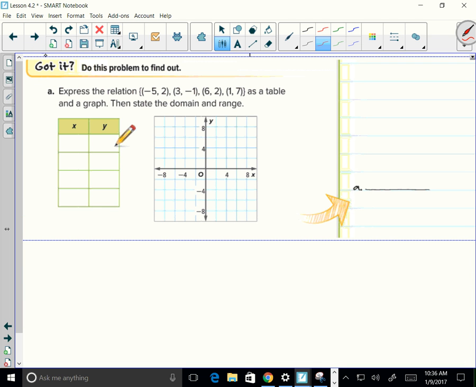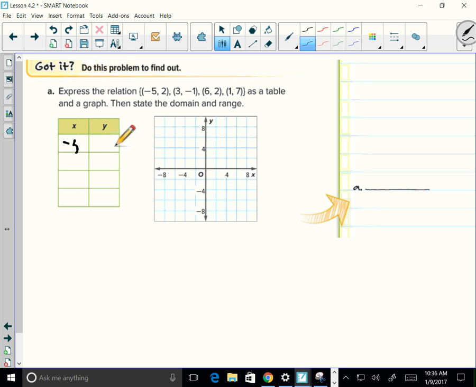All right, now at the top of the next page, page 279, we're going to go ahead and do an example problem. It says express the relation (-5, 2), (3, -1), (6, 2), (1, 7) as a table and a graph, then state the domain and range. So I'm going to go ahead and take these. I know that this first x is -5, and the y that matches with that is 2. And then I have 3, -1, 6, 2, and then 1, 7.